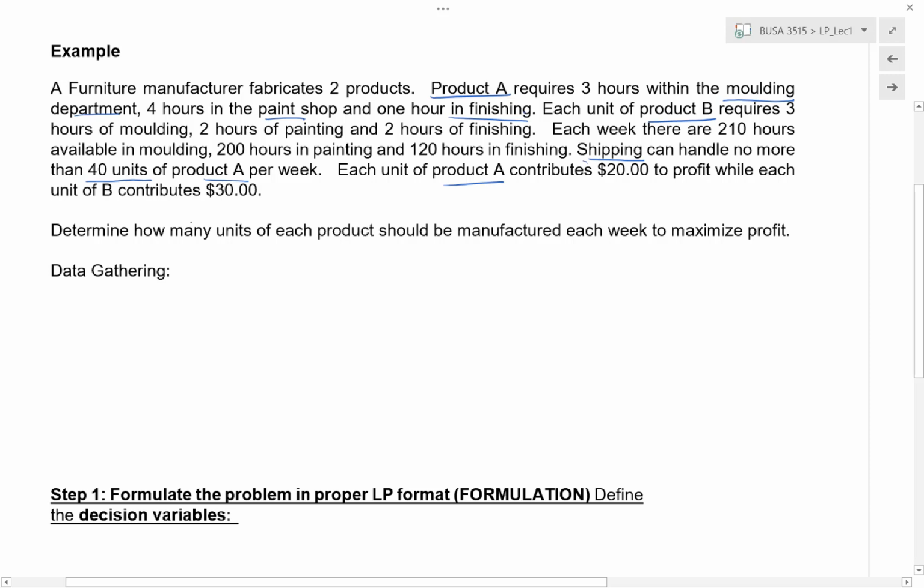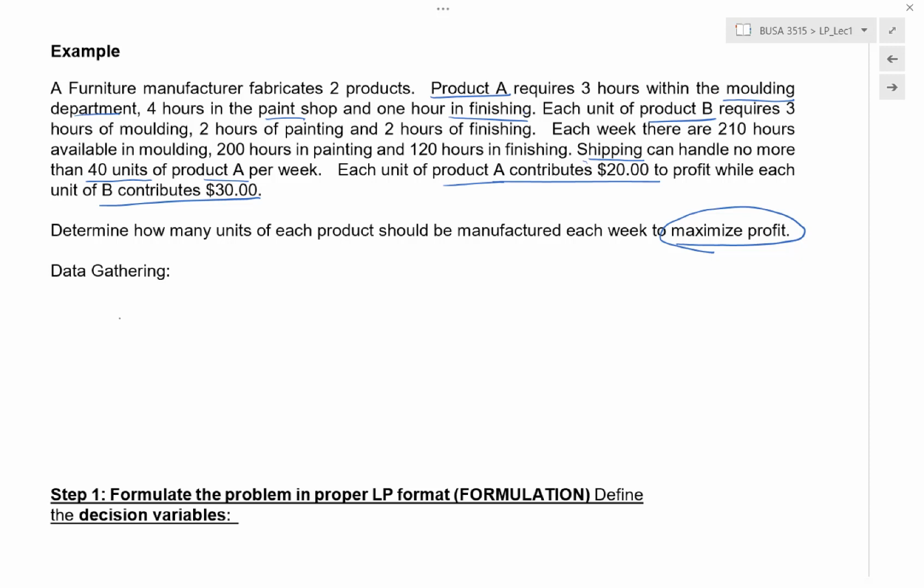And what we're looking to do is maximize our profit, and we know that product A contributes $20 profit per item and product B contributes $30 profit per item.